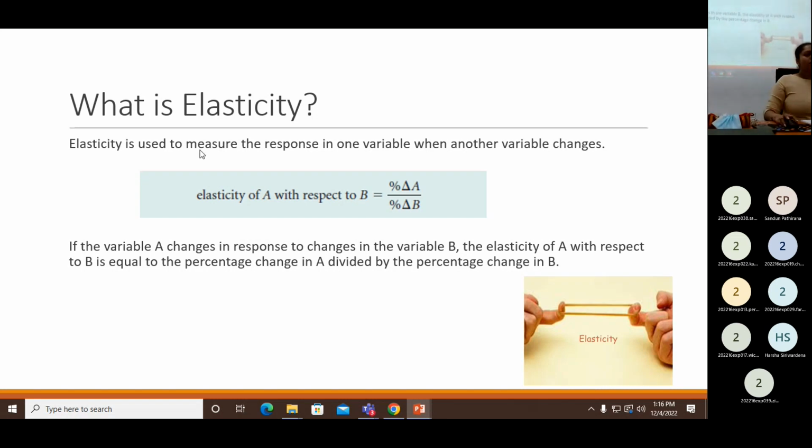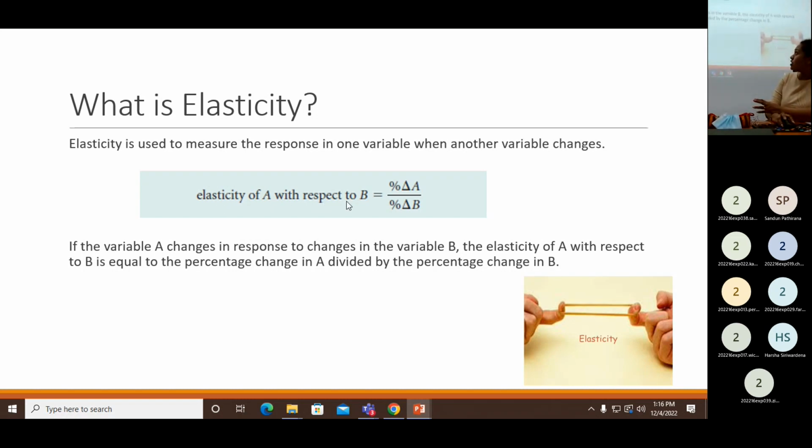So elasticity is used to measure the response in one variable when another variable changes. In simple terms, elasticity is used to measure responsiveness. How would you respond to something? Okay, so this is the simple formula of elasticity in general. If you want to calculate the elasticity of anything, this is the formula you would use, right?